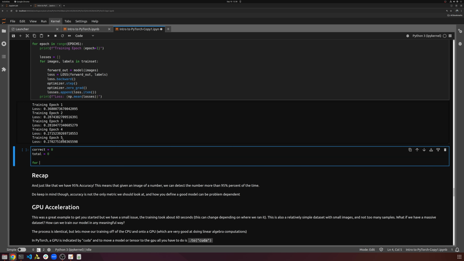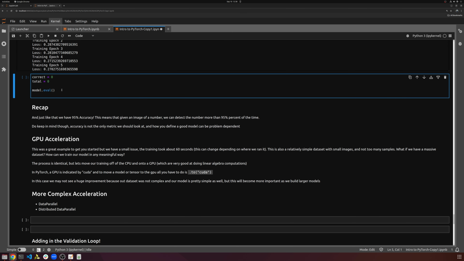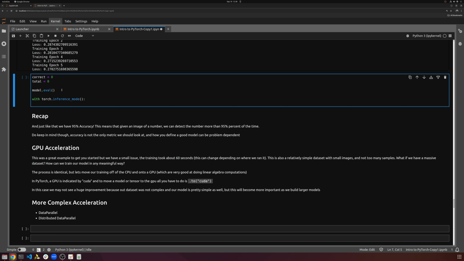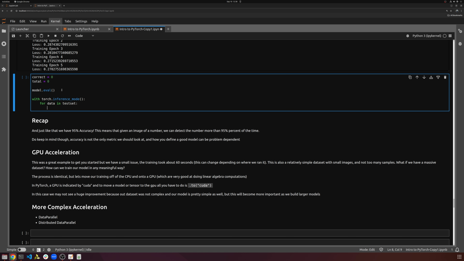And what we're going to do is throw the model into evaluation mode. This doesn't matter for what we're doing right now, but this is just good practice. Before you run inference on a model, go ahead and throw it in evaluation mode. When we look at some modules later, they actually are affected by whether or not you're in training or evaluation mode, but for now, this is fine. We're going to do with torch.no_grad, or inference mode. Either one works, no_grad or inference mode. I think they're identical. With torch.inference_mode, for data in test set, we're going to iterate through our testing data.